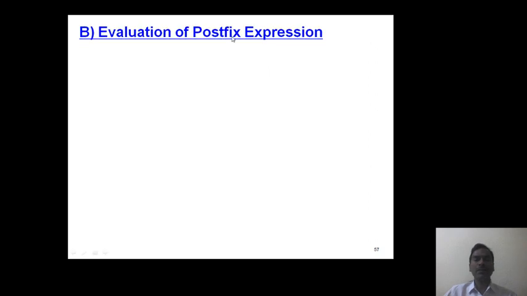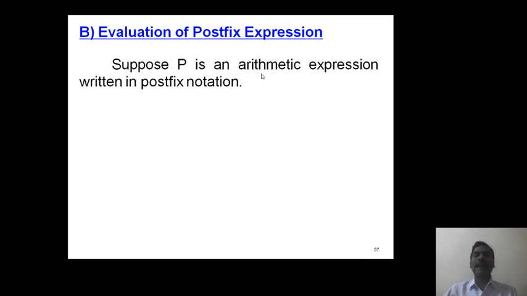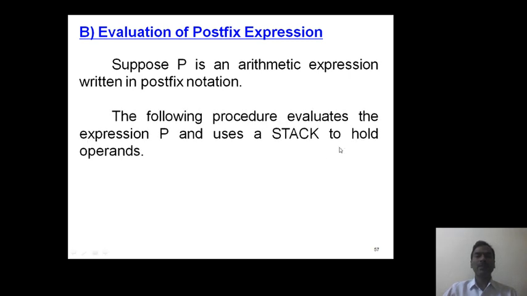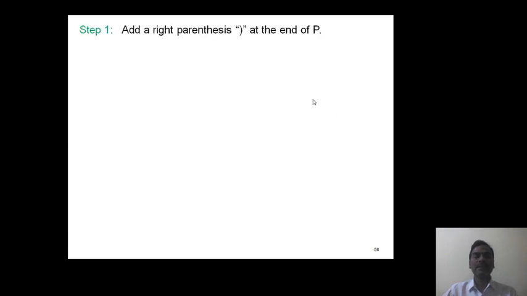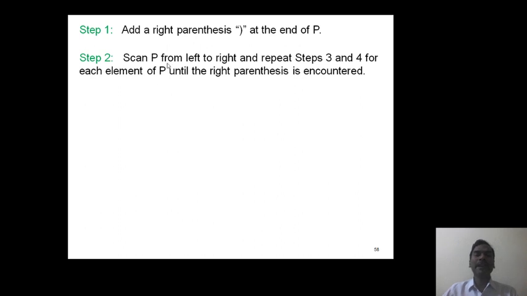Now stage 2, evaluation of postfix expression. Suppose P is an arithmetic expression which is available in postfix format. The following procedure evaluates the expression and produces the resultant value. Here a stack is used to hold operands. Procedure: step 1, add a right parenthesis at the end of the expression P. Step 2, scan P from left to right and repeat steps 3 and 4 for each element of P until the right parenthesis is encountered.